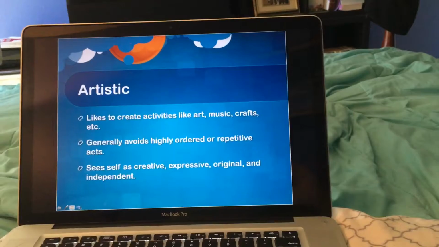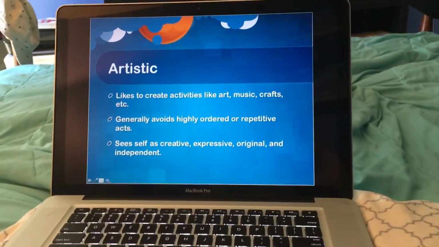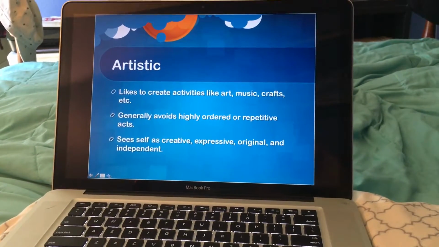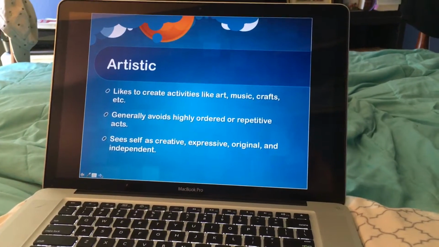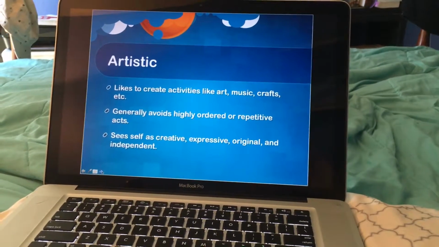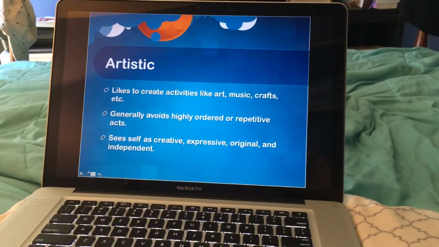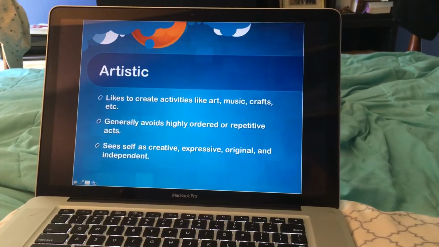Next we have artistic. These are people who are creative. You know, they like the arts, the music, the crafts. They avoid highly ordered or repetitive acts. They don't necessarily like to follow the rules. They're original and independent. Sensitive, unstructured, non-conforming. They like to rely on feelings and imagination.